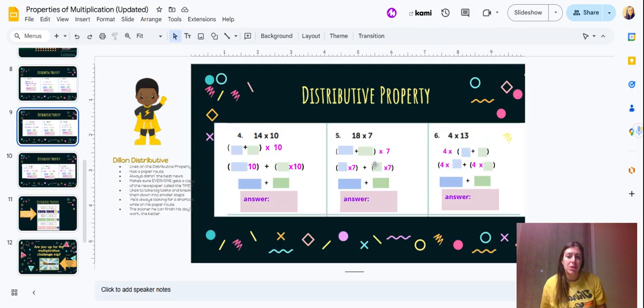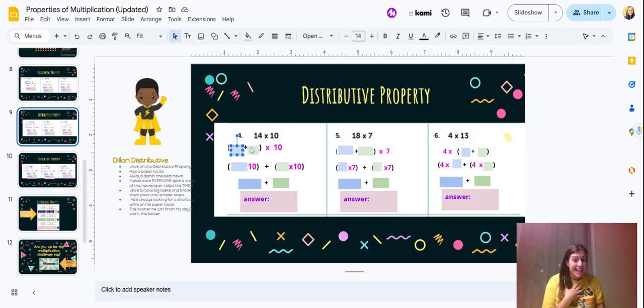Take a look at the next page. This is slightly different. I have problems similar to the ones on the other page, but this time, you are going to choose the blue number and the green number. You are going to break down the larger factor into two smaller ones. So with my 14, I could choose 10 and 4. I could choose 7 and 7.